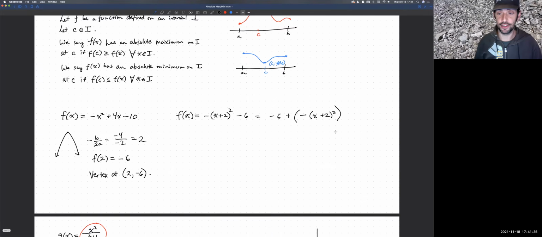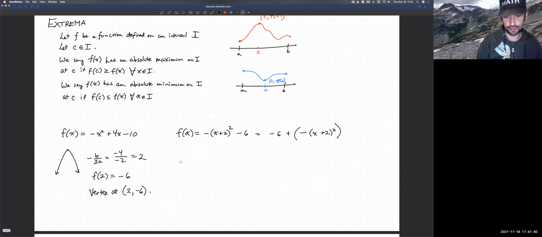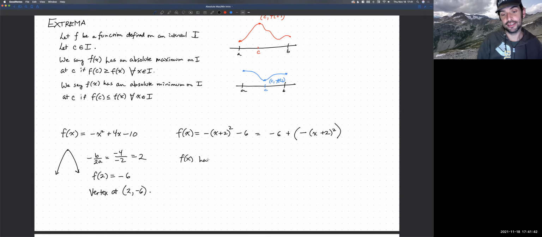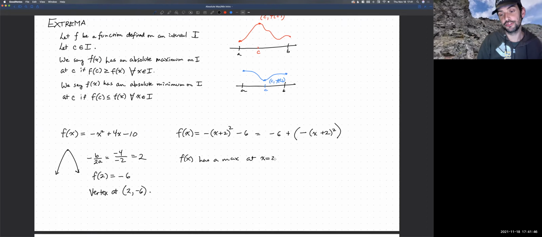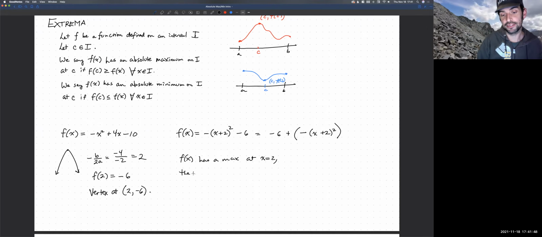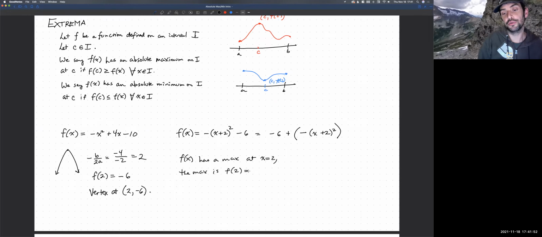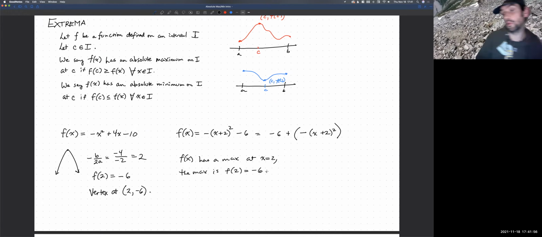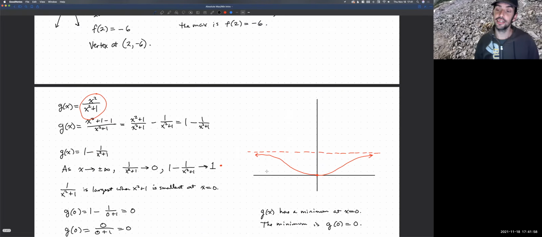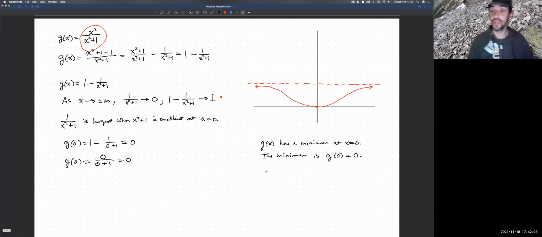If we go back to this other example, right? This function f of x has a maximum at x equals 2. The maximum is f of 2, which is -6, right? So we want to distinguish between the location of the minimum and what the actual minimum is. In this example, of course, they're the same number, but we still have these two meanings.